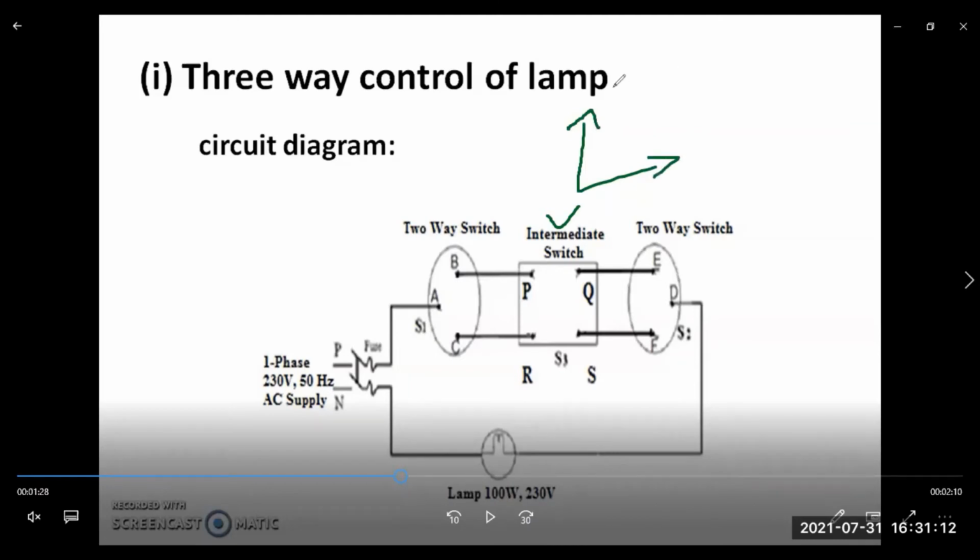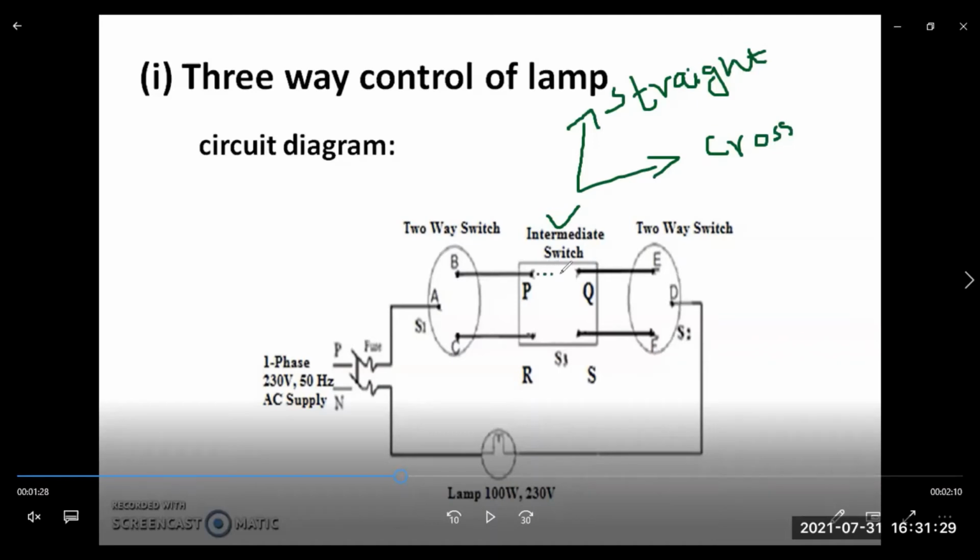two positions. One is known as straight connection. You can note down this straight connection. Another type of connection is known as cross connection. There are two types of connection. Suppose I connect PQ and RS together.